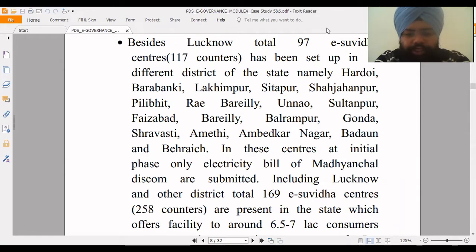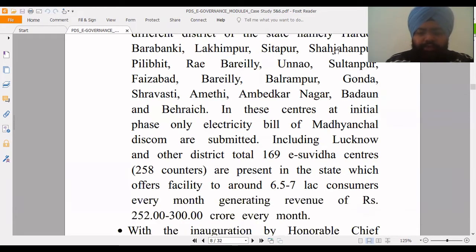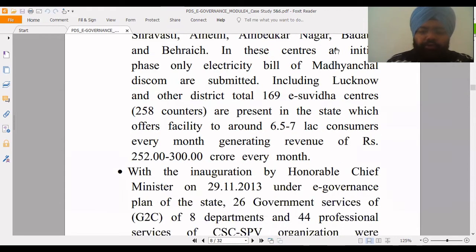A total of 169 E SUVIDHA centers and 258 counters are present in the state, which offer facility to around 6.5 to 7 lakh consumers every month, generating revenue of rupees 252 to 300 crore every month.